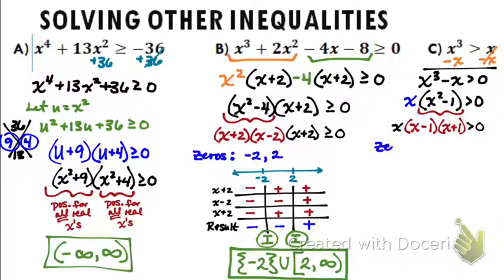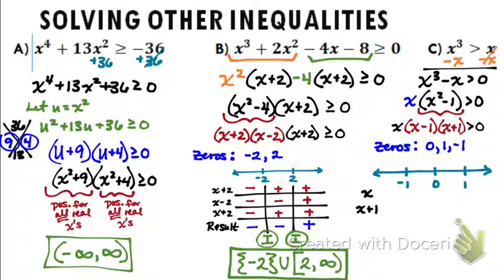So where are my zeros? 0, 1, and negative 1. Do we need to worry about including anything? Are we going to have any brackets at all? No. Why not? Because it's not greater than or equal to. It doesn't have that or equal to with it. If there is no or equal to, I'm never going to have to worry about square brackets.